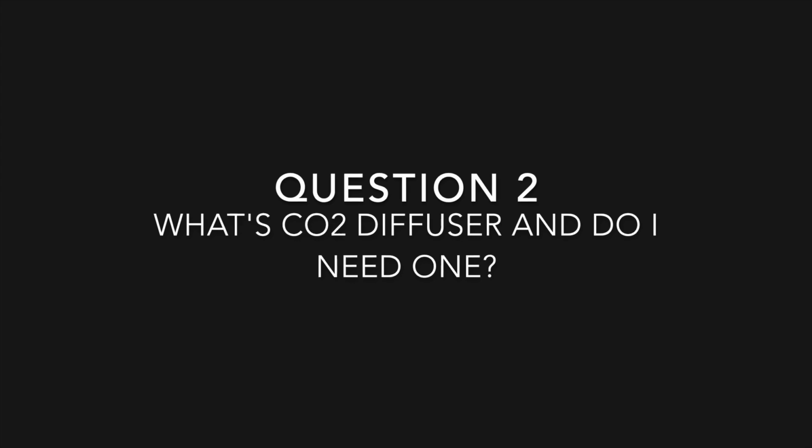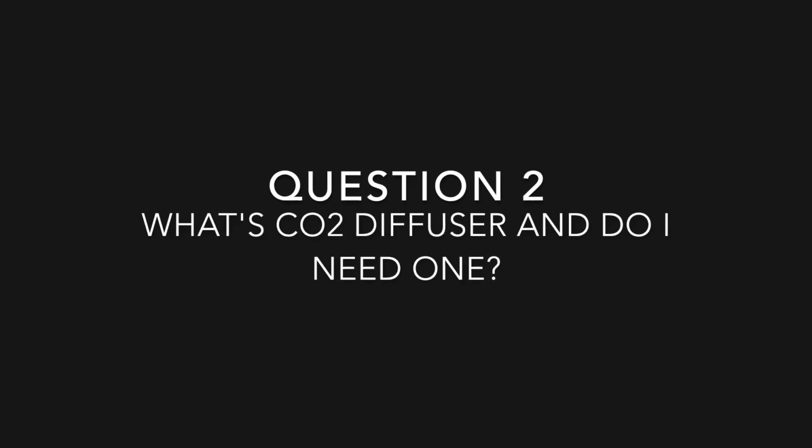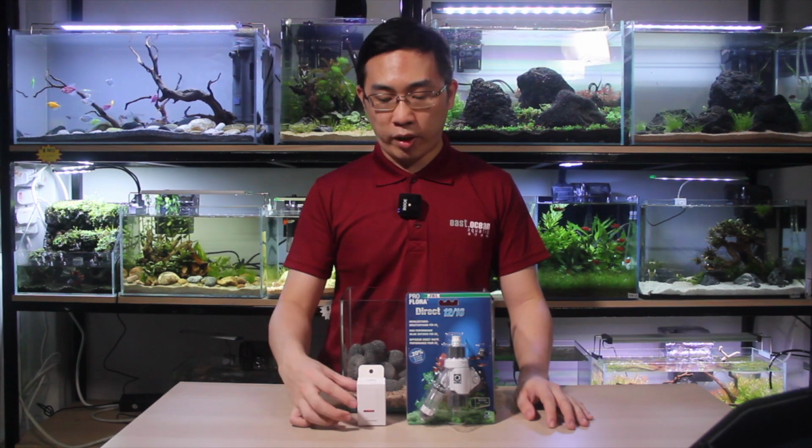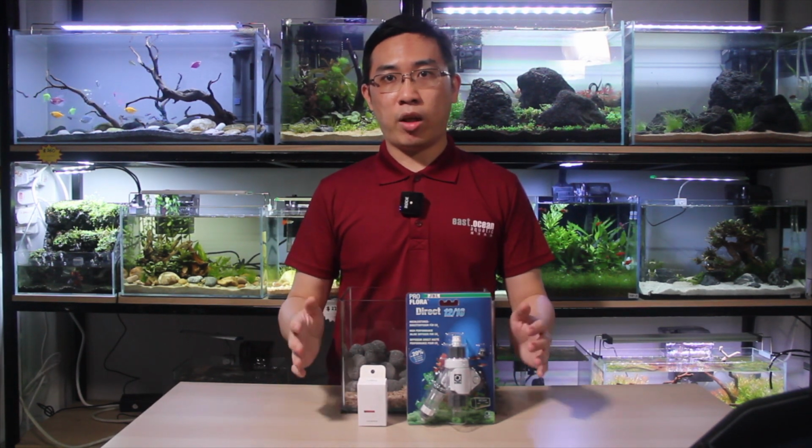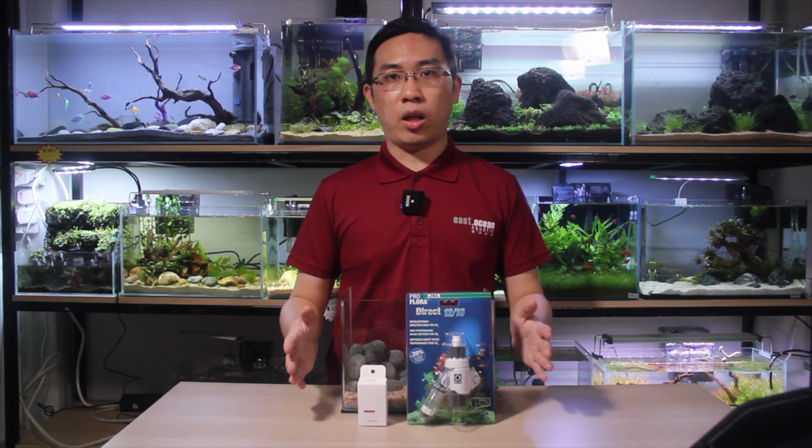Okay, question 2. What is a CO2 diffuser and do I need a CO2 diffuser? Okay, a CO2 diffuser is a very small device that we put in the tank to help dissolve and diffuse the CO2 into the water effectively. Without the CO2 diffuser, it will be very hard for you to dissolve the CO2 in the tank. It's basically the same as not having a CO2 system.